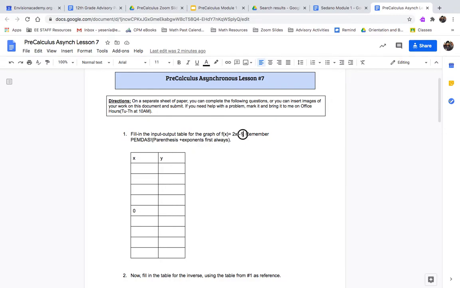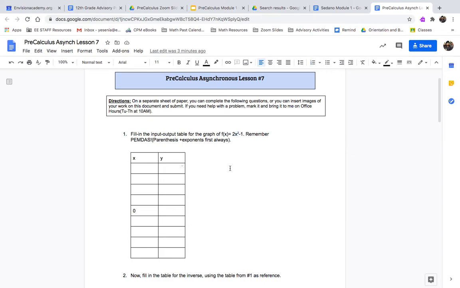table for the graph of this function, f of x equals 2x squared minus 1. So you're going to be filling out this input-output table. You're going to be choosing points around 0, so you want to choose points less than 0 and points greater than 0. And I also put a little note here. Remember your PEMDAS. I'm pointing out PEMDAS because there is this squared component on here. And you want to be careful when you're evaluating your points that you always do the parentheses and exponents first, then you multiply, then in this case subtracting 1 afterward.